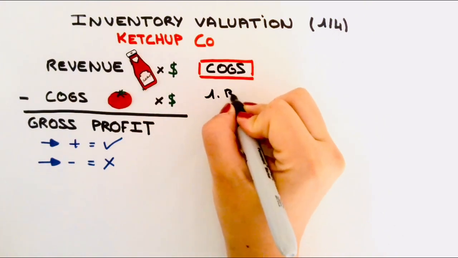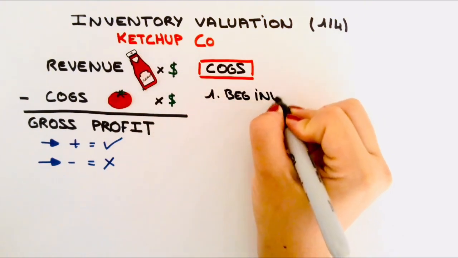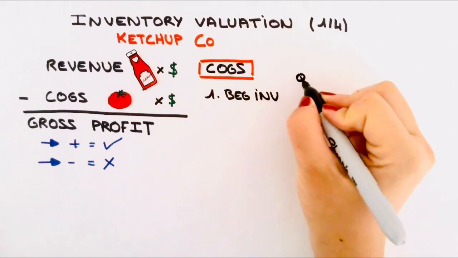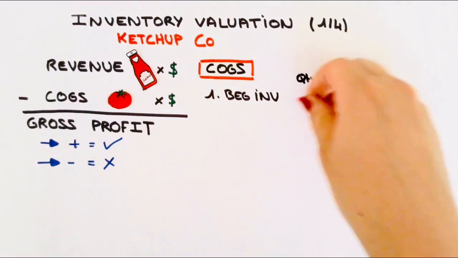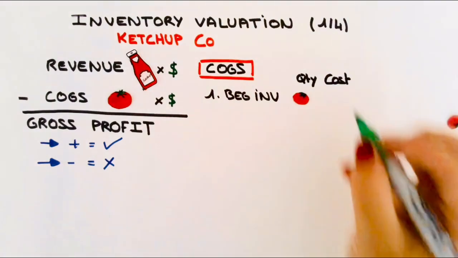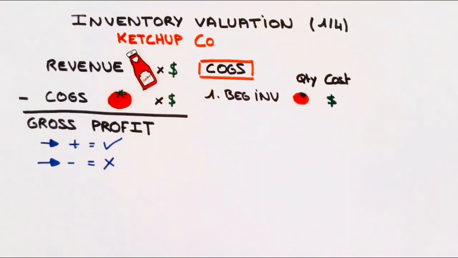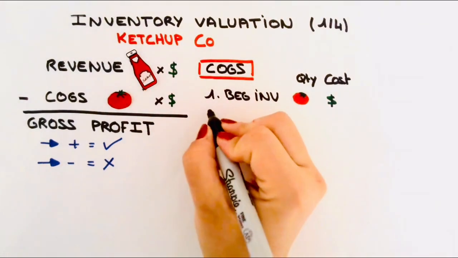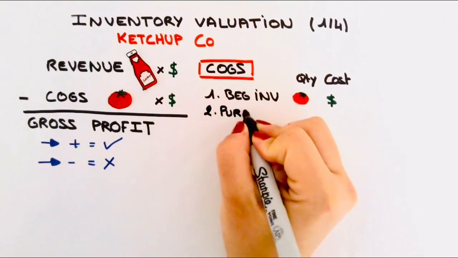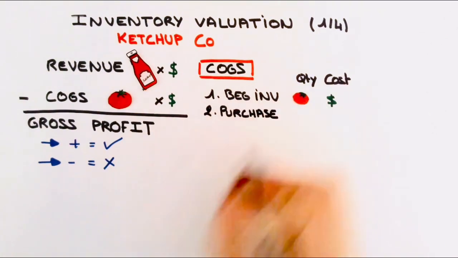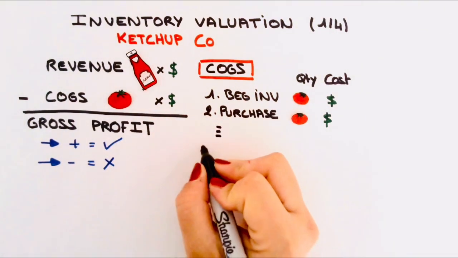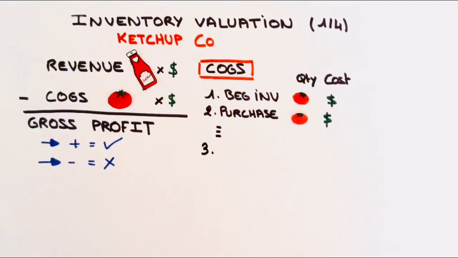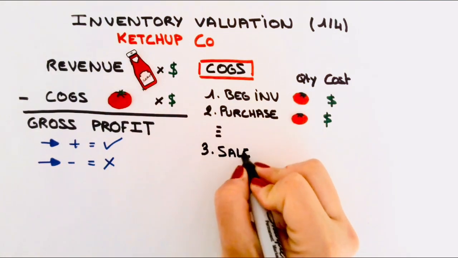Now, let's focus on the information you need to calculate your cost of goods sold. First, you need your beginning inventory. You need to know how many tomatoes you have in your beginning inventory and how much it cost you. Your beginning inventory of this year is equal to your ending inventory of the previous year. You will also need the same information regarding your purchases. Please keep track of your purchases separately.